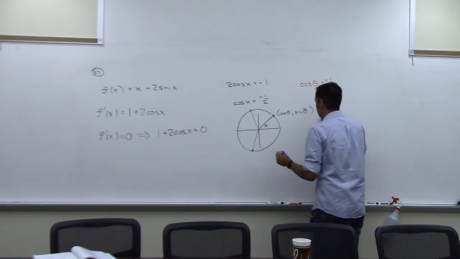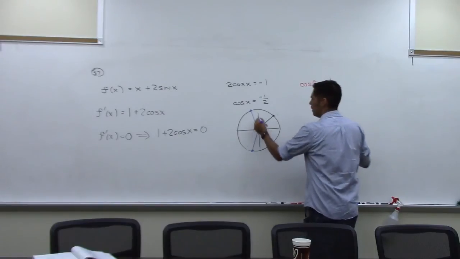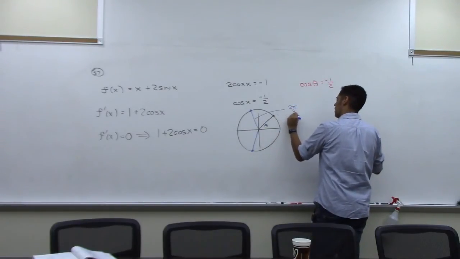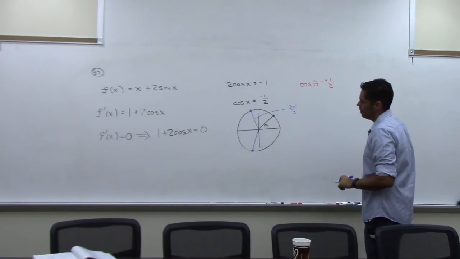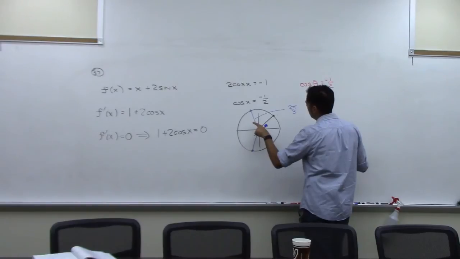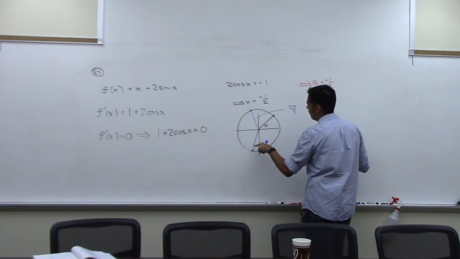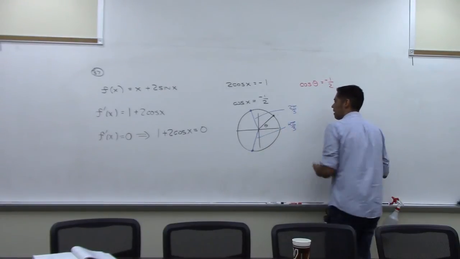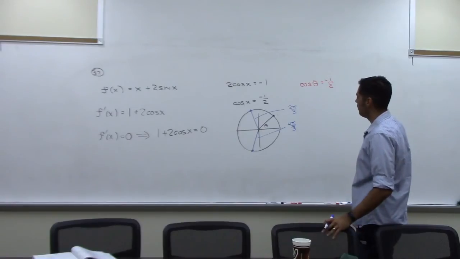This one right here is the angle 2 pi over 3. And this one is 4 pi over 3. Okay, those are your two angles.